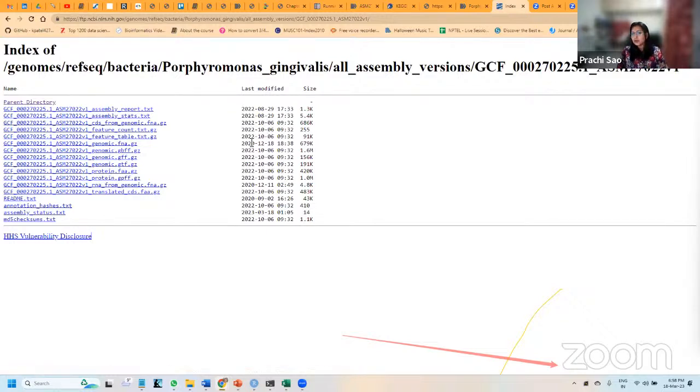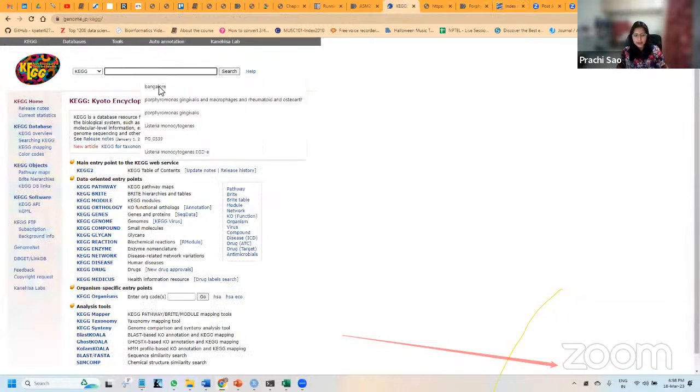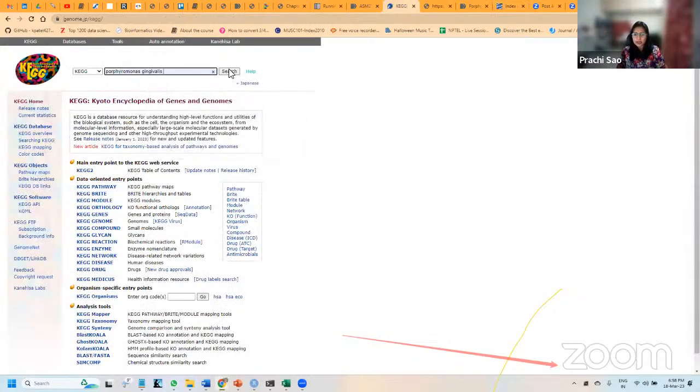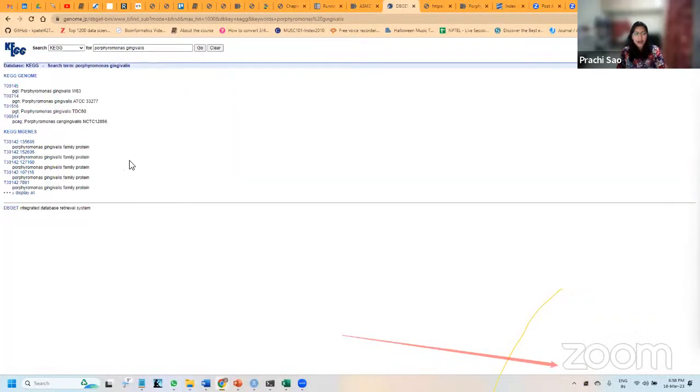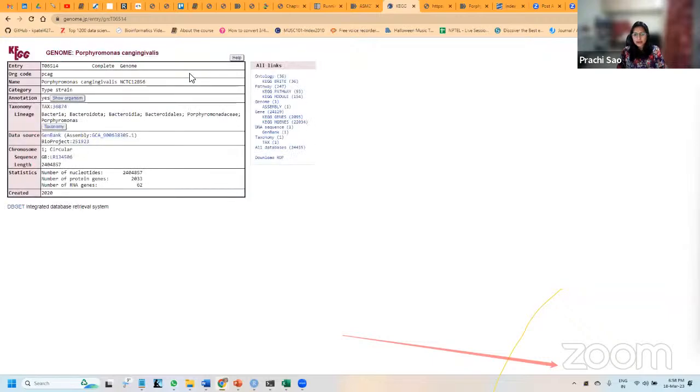The same thing we can do to extract the data from the KEGG database also. In the KEGG database, when we go, here you can enter your organism name, and we will get the IDs here. When I open this, we have this information. These are the information about the database. When we extract from here, it is a little bit clumsy process.